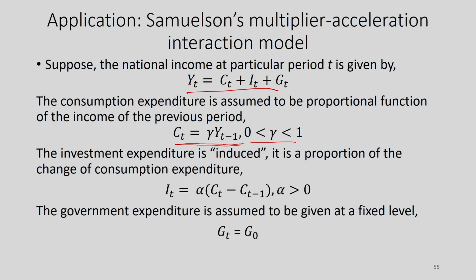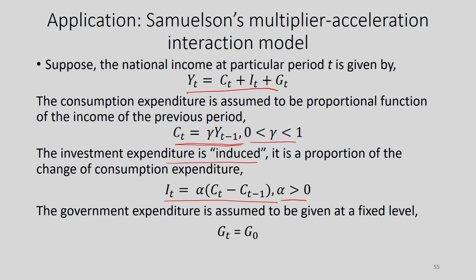Secondly, what about the investment expenditure? What is the form of the investment expenditure? We are assuming that the investment expenditure is induced. It is a proportion of the change in the consumption expenditure. So, this is the form that it takes: I t is equal to alpha multiplied by C t minus C t minus 1, where alpha is greater than 0.